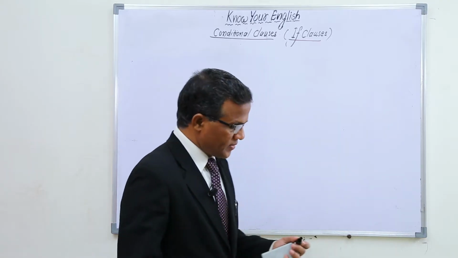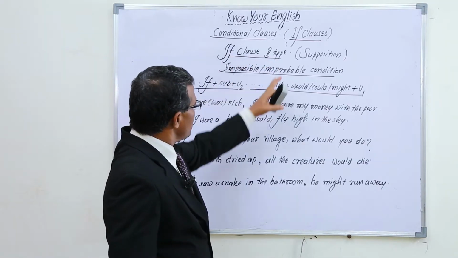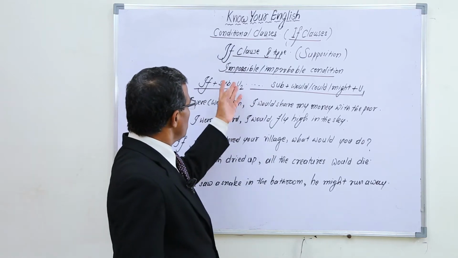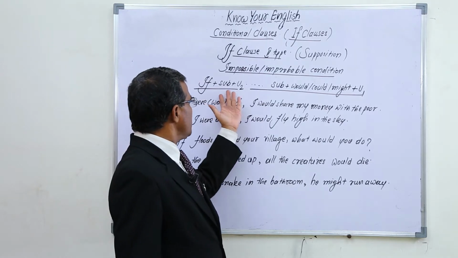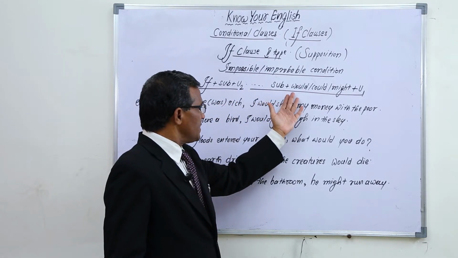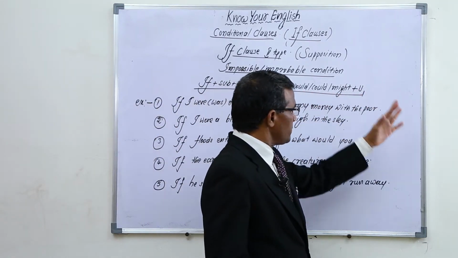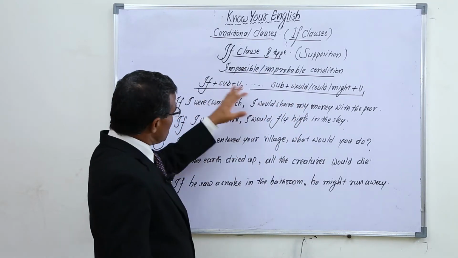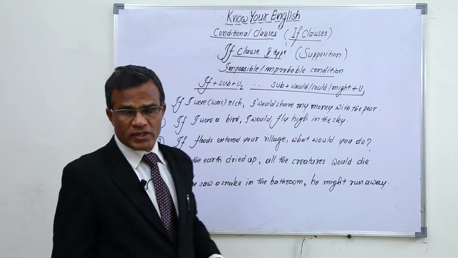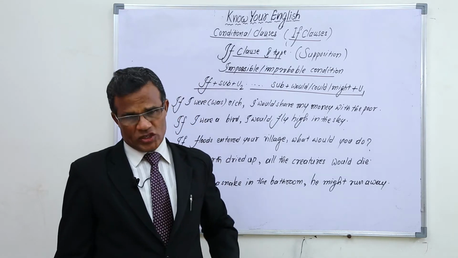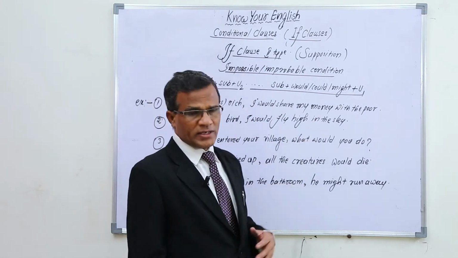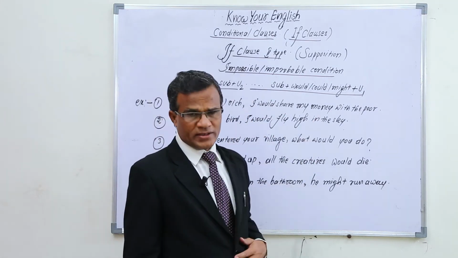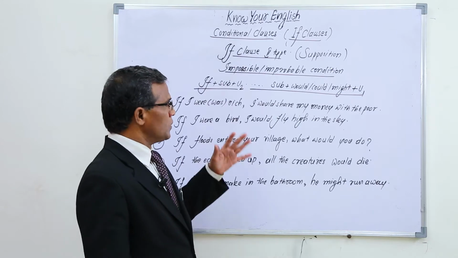Now, if clause, second type. This is called supposition, or impossible or improbable condition. The structure is: if, subject plus V2, then subject plus would, could or might plus V1. This structure especially is used for impossible conditions, where there is no chance to happen. It is just supposition, just imagination. So just for imaginations or impossible conditions only, we use this one.